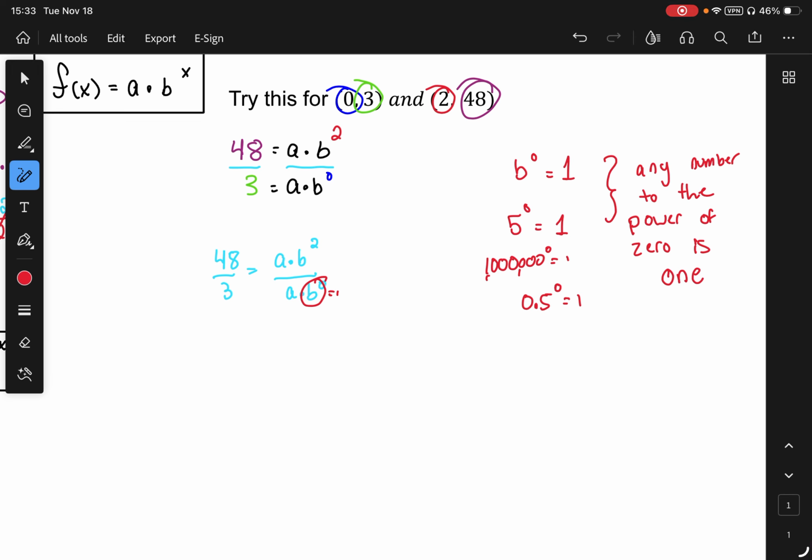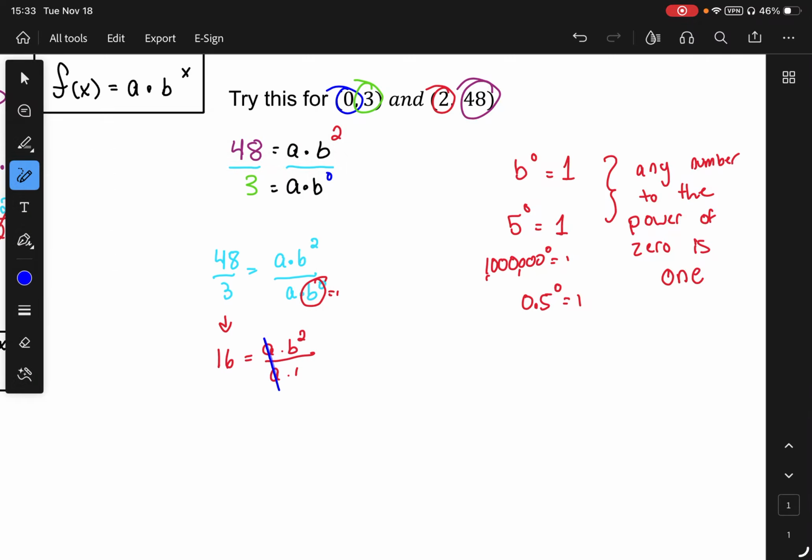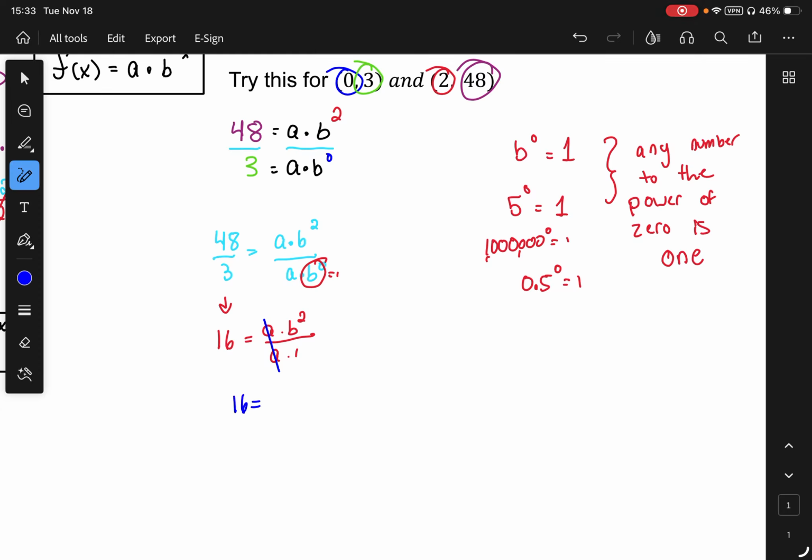When we simplify this, 48 over 3 is 16. A times b squared over a times 1. A over a cancels out. We're just left with 16 equals b squared over 1, which is just b squared. Now the last step: take the square root of b squared, and we're left with b. Since we did it to the right side, we have to do it to the left side. The square root of 16 is 4, so the value of our b is 4.